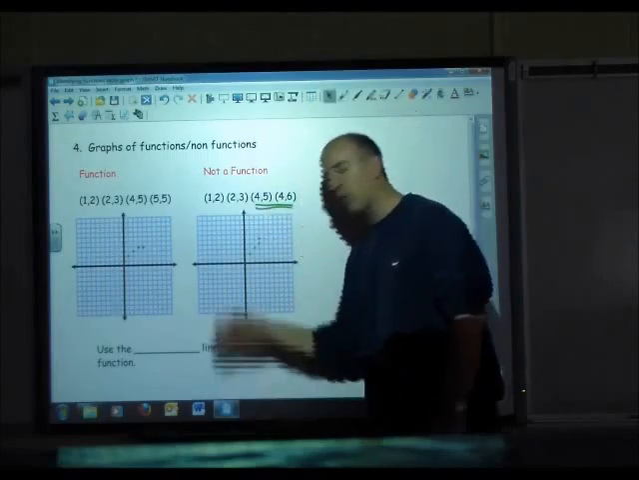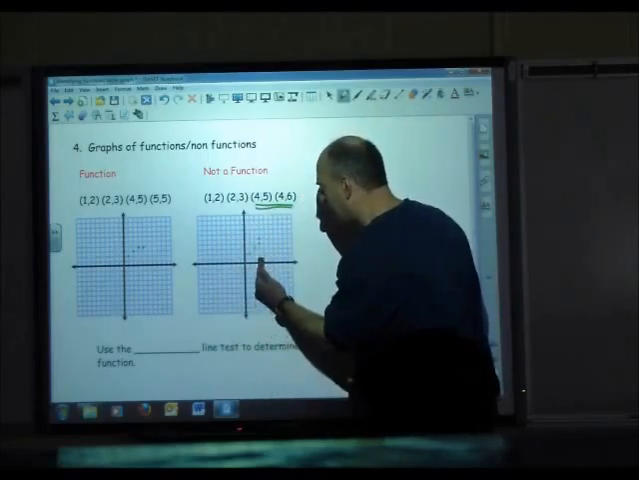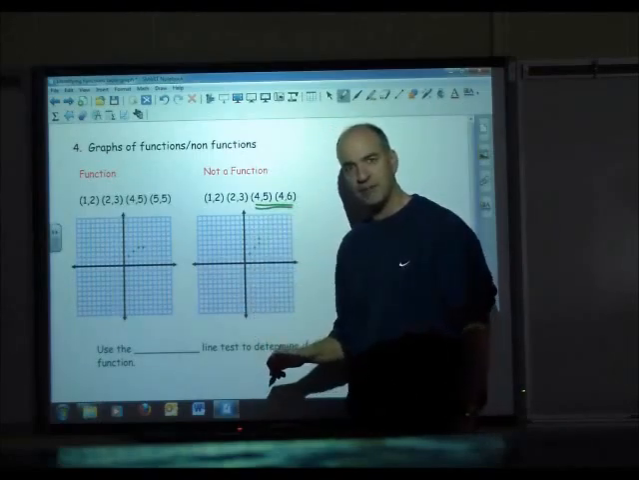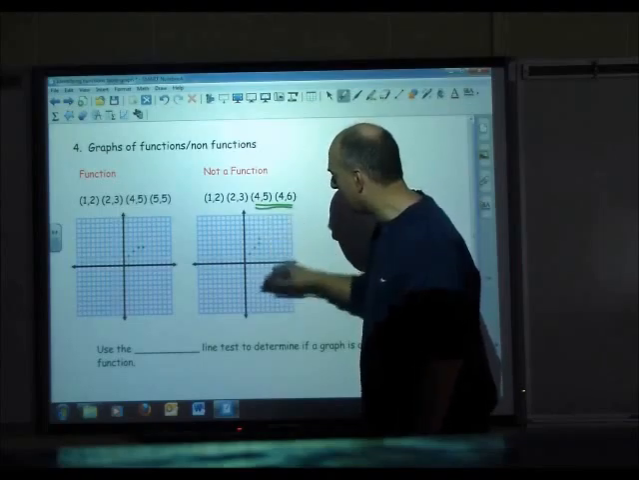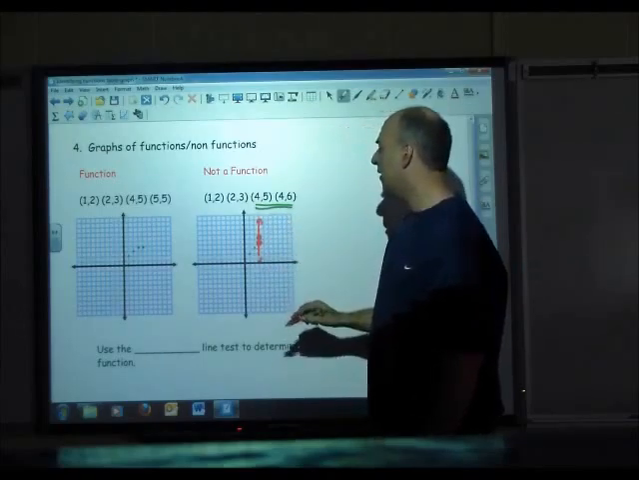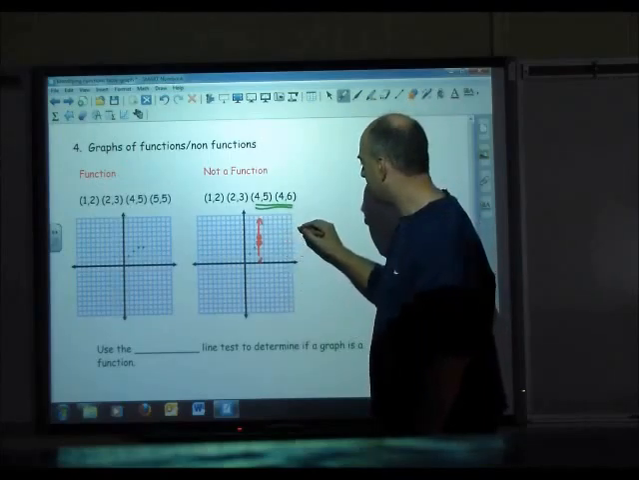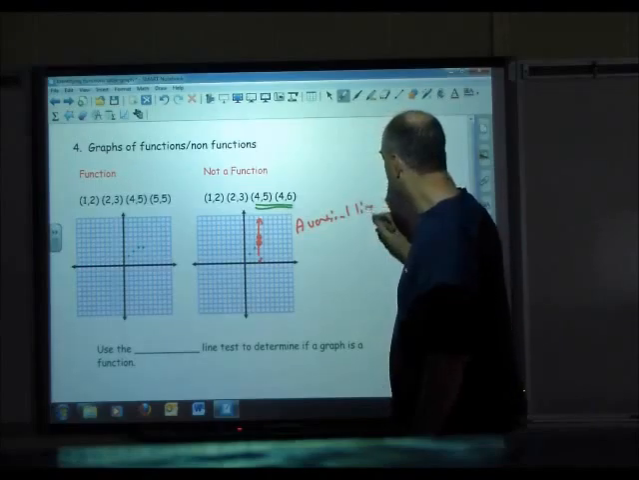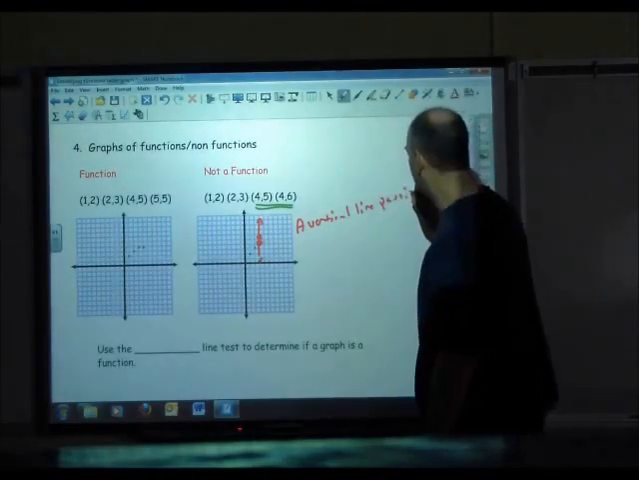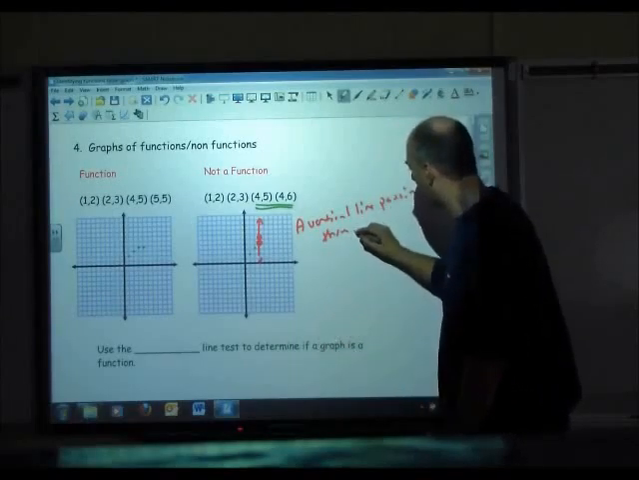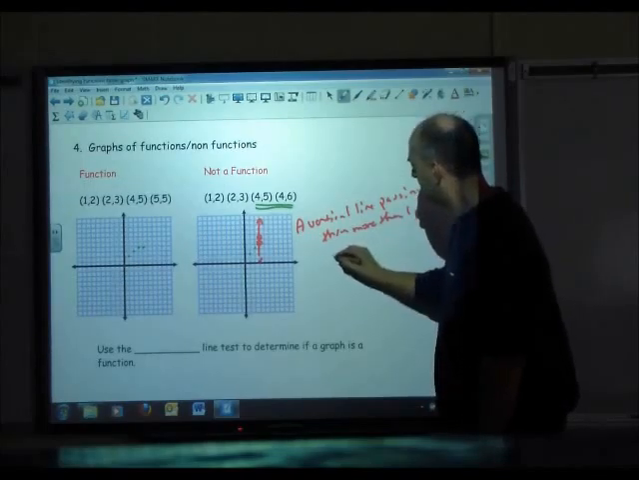Now what happens graphically, when you have the same x making different y's, they're going to sit on top of one another vertically. So what we say is this is not okay. If I drew a vertical line here, it would hit a point here and a point here. Not okay. A vertical line passing through more than one point is not a function.